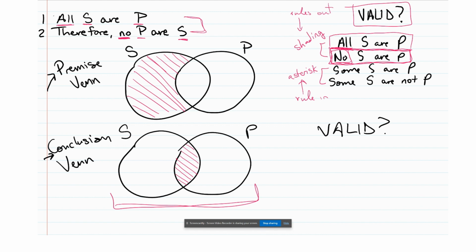Because this information, that shading out information of the intersection in the conclusion is novel. It's not contained within the premise because we don't shade anything in the intersection in the premise, right? We don't shade anything in this middle portion right here in the premise. So that means there's novel information in the conclusion, right? There's novel info here. And so that means the answer to our question is no. This argument is not valid.